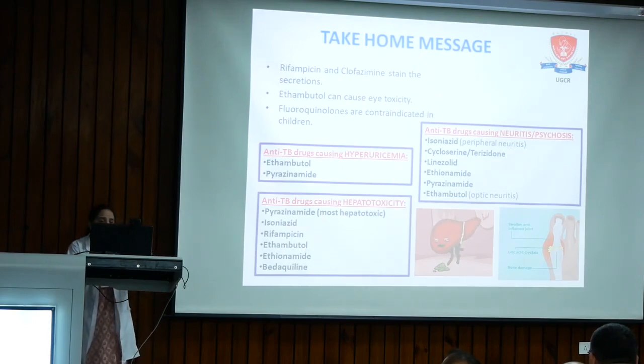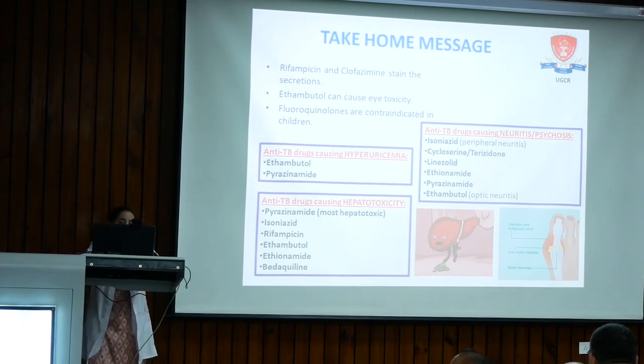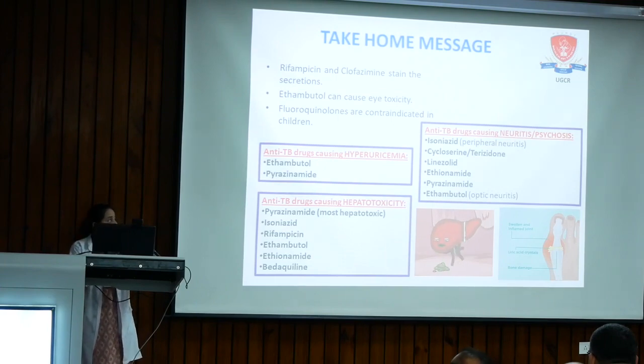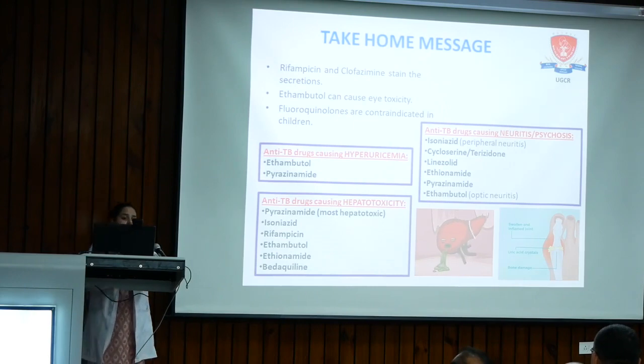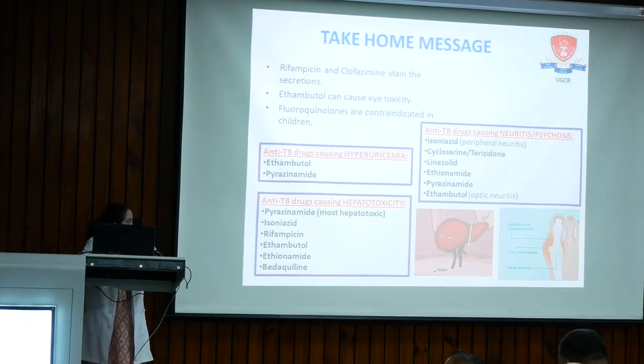So, coming to the summary, rifampicin stains the secretions, and ethambutol can cause eye toxicity. Fluoroquinolones are contraindicated in children as they cause damage to growing pathways. You must remember anti-tubercular drugs causing hyperuricemia, like ethambutol and pyrazinamide, which may manifest as increased uric acid blood levels and joint pain. Also, anti-TB drugs causing hepatotoxicity are all the first-line drugs and ethionamide, bedaquiline.